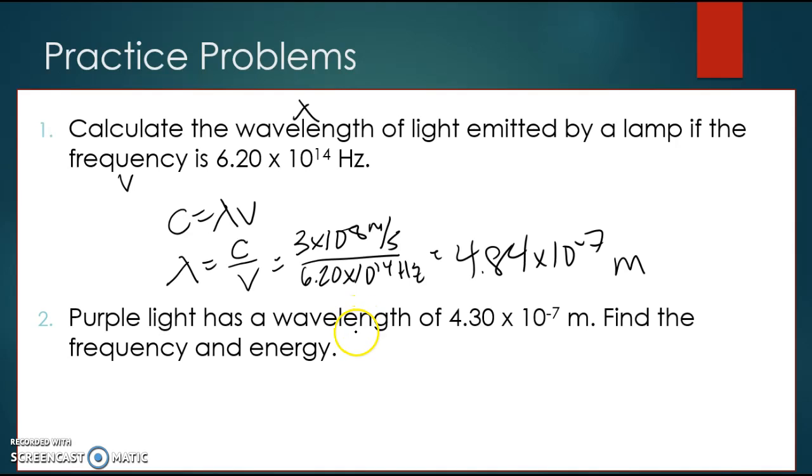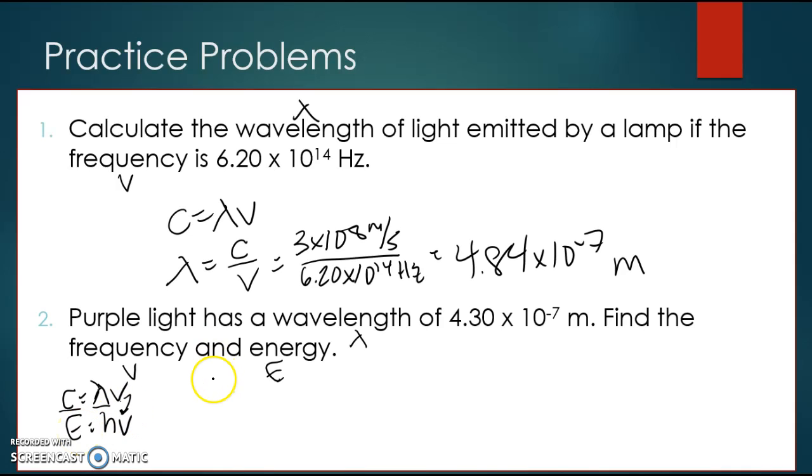Okay, this next one has another step in here, but it's pretty self-explanatory as well. So purple light has a wavelength, once again, that of this amount right here. Find the frequency, which is v, and then find the energy, which is E. So we need to find two different things here. That means we need both of these equations. So we have lambda and we know c, so we can find v. Once we have v, we can plug it in here and find E.